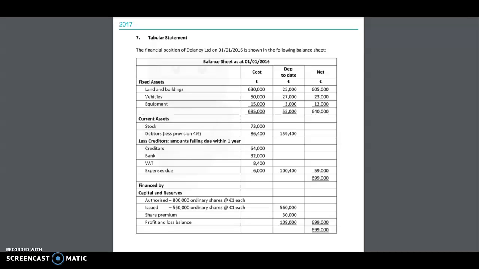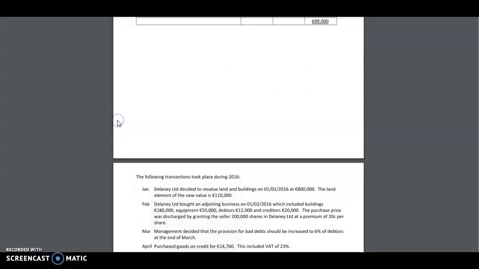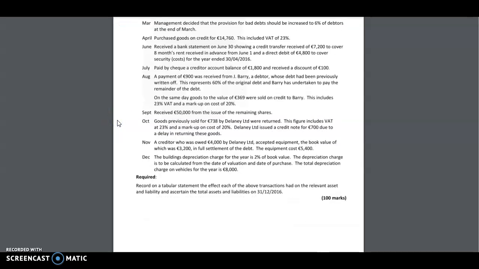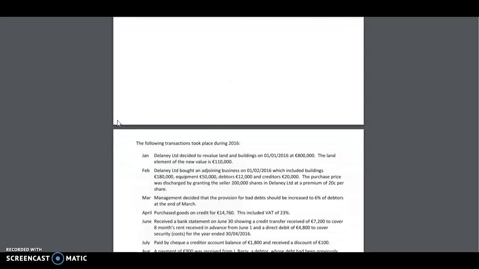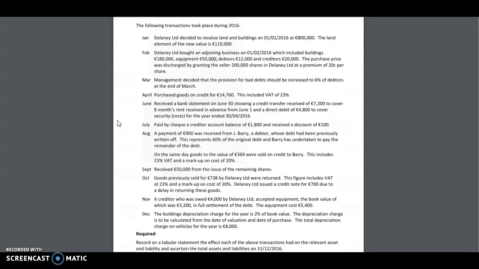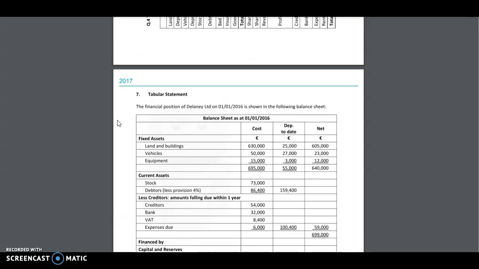All right, so I'm going to run through this 2017 tabular statement question. It is a 100 mark question, so this one's slightly longer than most tabular statement questions. You can see there's about 11 months here that you'll be doing, so I'll go through it maybe 3-4 months at a time. I'll break the video up, so it's not just one long continuous video.